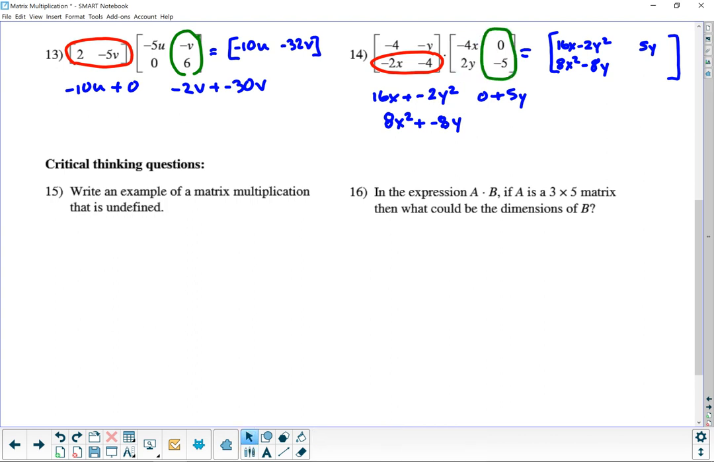And lastly, you've got -2x and 0. That makes 0. And -4 and -5 is positive 20. So this entry is just 20.